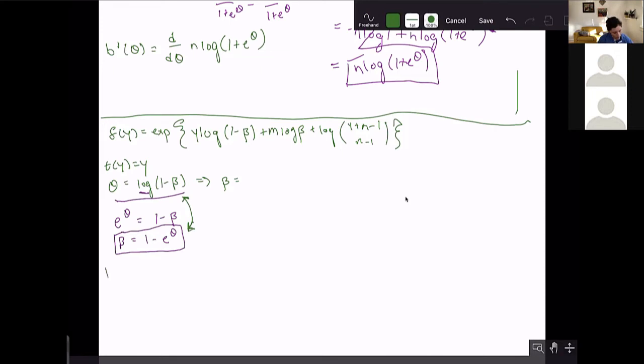So then you have your b of theta term as well, right? What is that going to be? My b of theta term is negative m log of, and then we would plug that in. So it'd be 1 minus e to the theta. Yeah, exactly. So this is where you want to plug it in. Okay.